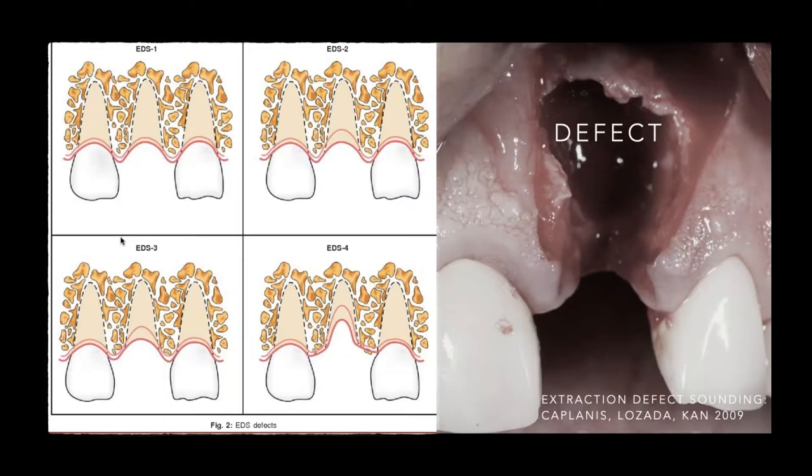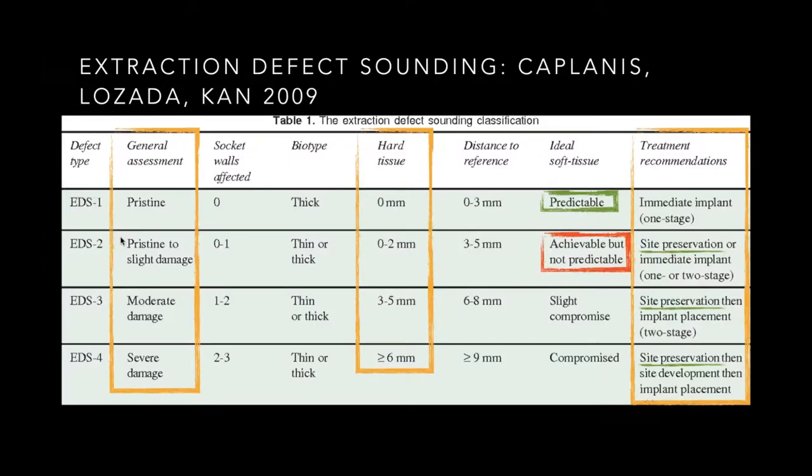And a paper out of my alma mater, Loma Linda, basically took a look at different extraction sites, especially in the anterior area where it's very tricky to fix certain defects. And they separated different defects into EDS 1, 2, 3, and 4. Without getting too far into the weeds, look at the first box on the left, right? The general assessment of this extraction defect: pristine. Hard tissue loss, which is the middle box: 0 millimeters. Will we get good soft tissue predictability? The answer is yes.